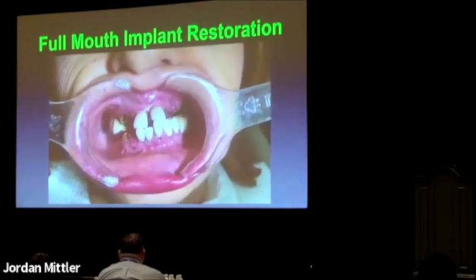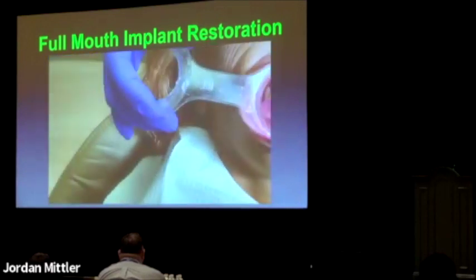So if you could tell me what the vertical dimension is and the centric relation, that'd be awesome, because that would have helped me out. So where do you start on a patient like this, right?